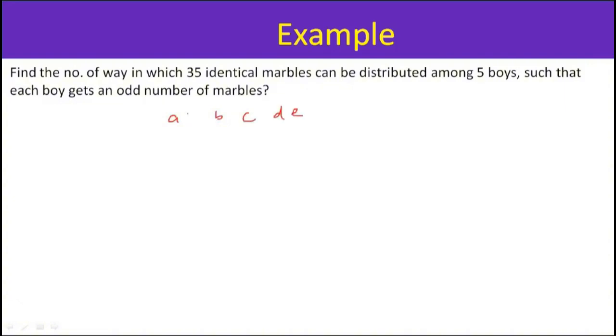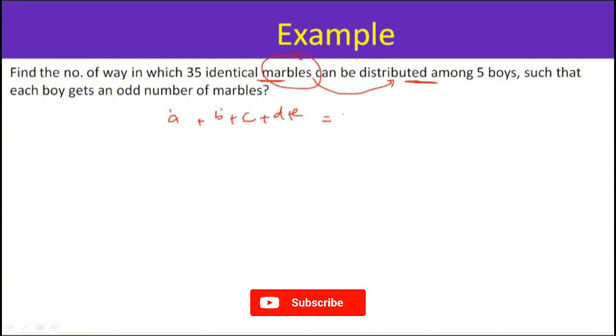This method is always applicable whenever you are putting similar to different. So here marbles are similar, boys are different. So whenever there is a similar to different type, you always apply this. Let the boys be this. इसके पास कुछ marble होगी, इसके पास कुछ होगा. In total, the number of marbles with all the 5 should be equal to 35.